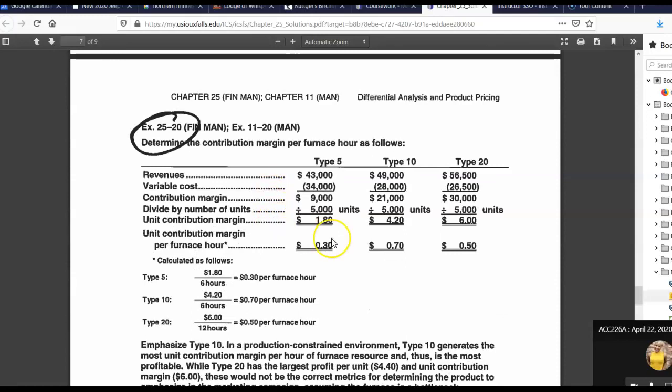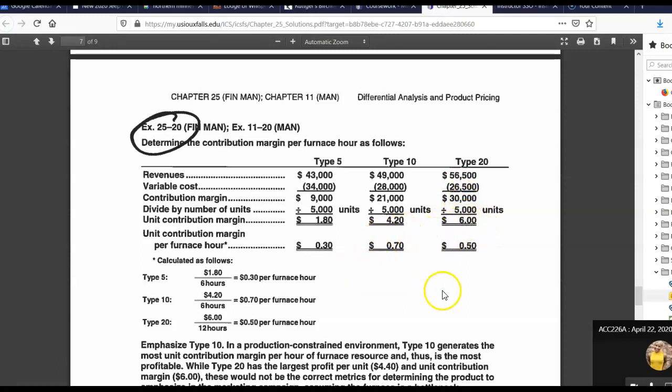And then this last one, number 20, I don't need to have you worry about this one as much, but what we're looking at here is, what is the contribution margin by the furnace hour? So we know what our revenues are, we know what our variable costs are, so we know what our contribution margin is by type, and then how many units, and that gives us a unit contribution margin, which right away you'd say, oh, it's got to be type 10, or no, excuse me, you would say type 20 because it's $6. It has the highest contribution margin.